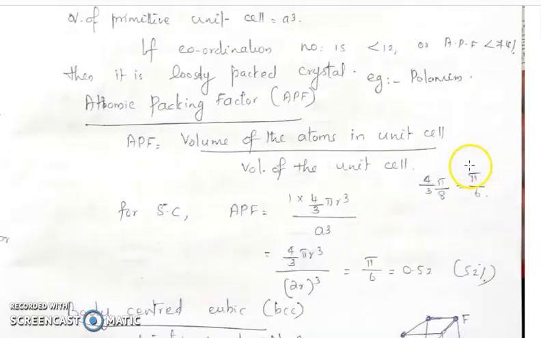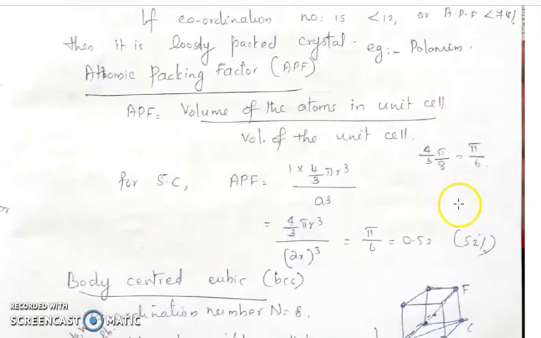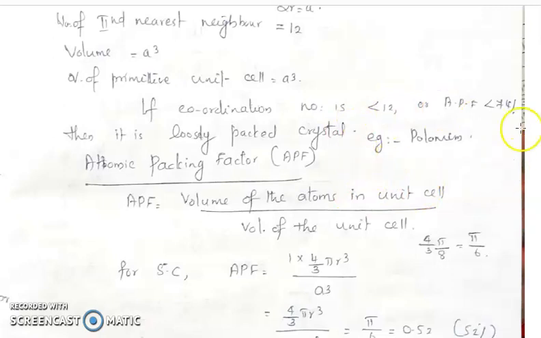Since the atomic packing factor is less than 74%, here it is only 52%, so it is a loosely packed structure. Simple cubic is a loosely packed structure, and an example of a substance having this type of structure is polonium. Okay, the next we can continue in the next video.